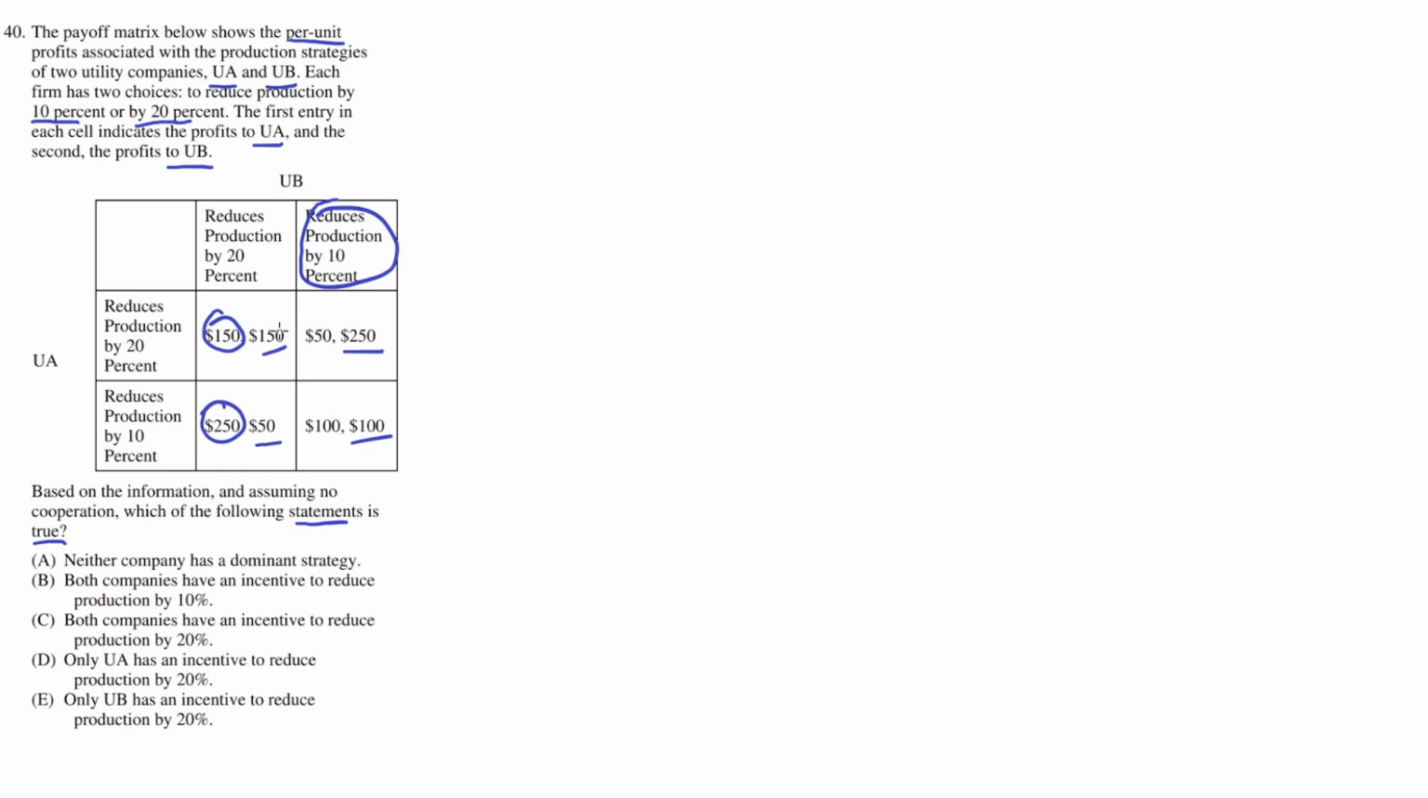In this case, UA, if they kept their production at 20%, they would have a profit of $150. But if we look at what happens if they reduce production by 10%, they would earn a profit of $100. So like UB, UA also has an incentive to reduce production by 10%, because they would rather have $250 over $150 and $100 over $50. So they both have a dominant strategy of reducing production by 10%.